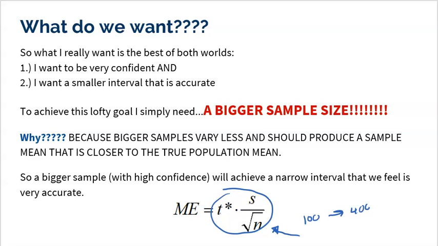But the other idea, and I don't want to gloss over this, is if you want your margin of error to get smaller, you can make your T star smaller. A smaller T star comes from less confidence. So I could always be 60% confident. 60% confidence is going to be a smaller T star. Smaller T star is going to make my margin of error smaller. But I don't want to be less confident. I want to maintain a high level of confidence and still have a small interval. The only way to achieve that is with a bigger sample size.